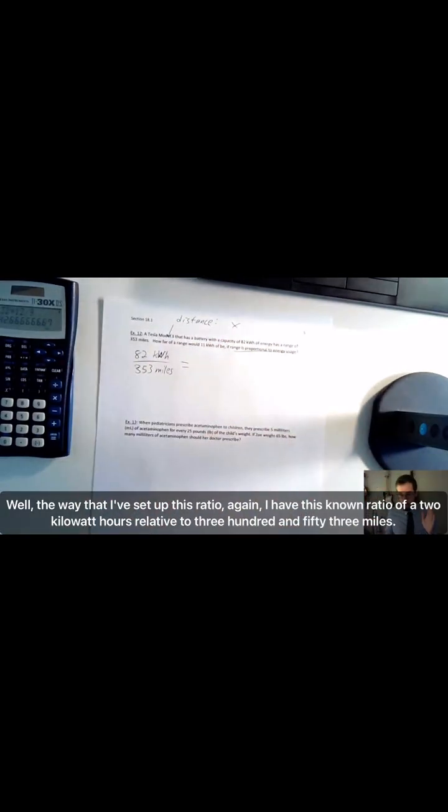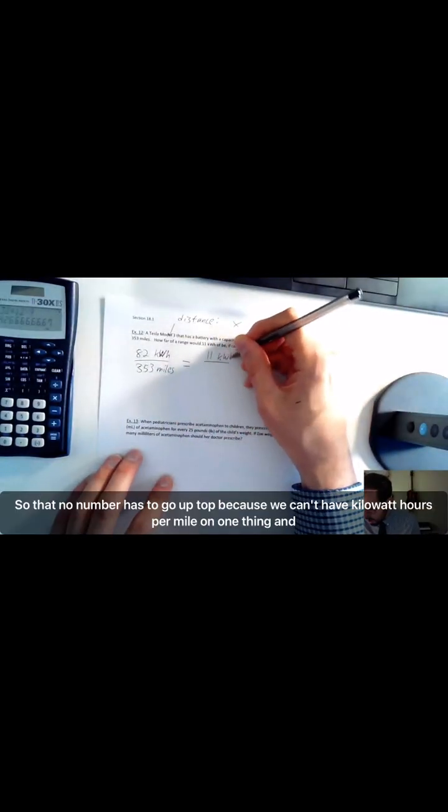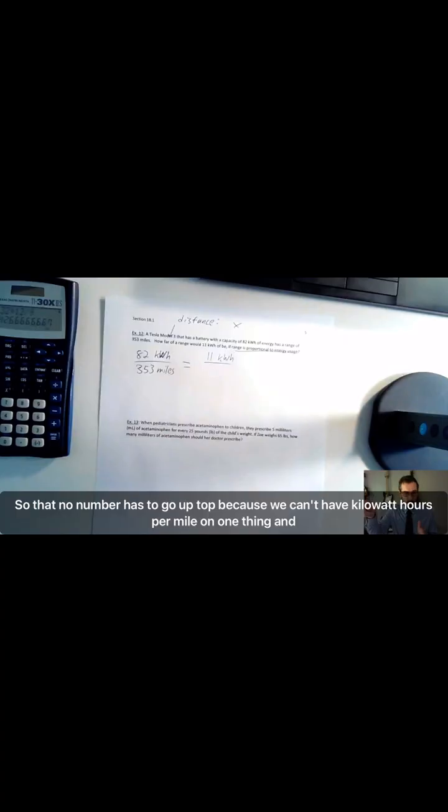Well, the way that I set up this ratio, again, I have this known ratio of 82 kilowatt hours relative to 353 miles. Now, the quantity that I know here is the 11 kilowatt hours. So that known number has to go up top, because we can't have kilowatt hours per mile on one thing and then miles per kilowatt hour on the other side, because it's completely different things here. It's comparing 2 completely unrelated quantities in a certain sense.